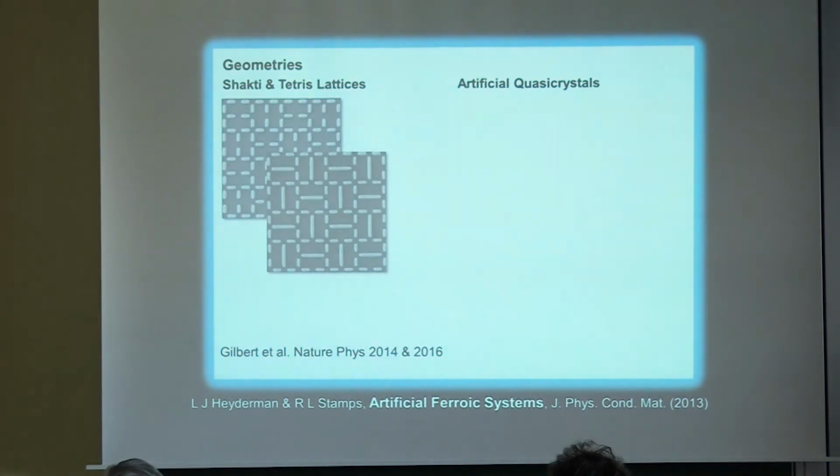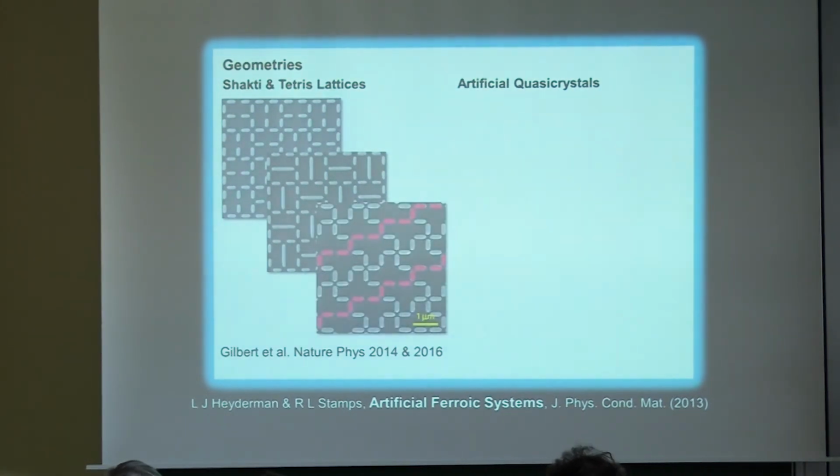Another thing that I should mention is that I've showed you two basic geometries, the square ice and the Kagome ice, but there are many other geometries that you can look at that all have their own unique and fascinating physics. So this is variations on the square ice, the Shakti and the Tetris lattices. Here, the first two were the Shakti lattice, here the Tetris lattice. And here you can see that there are one-dimensional chains in a two-dimensional system. So the behavior is different in these one-dimensional chains.